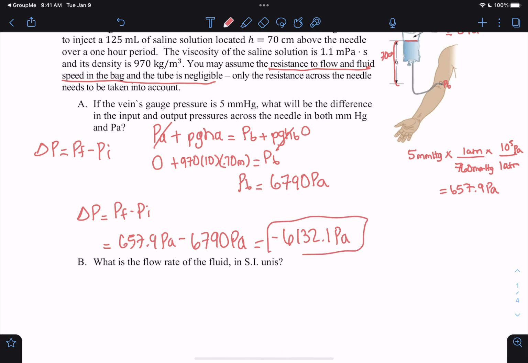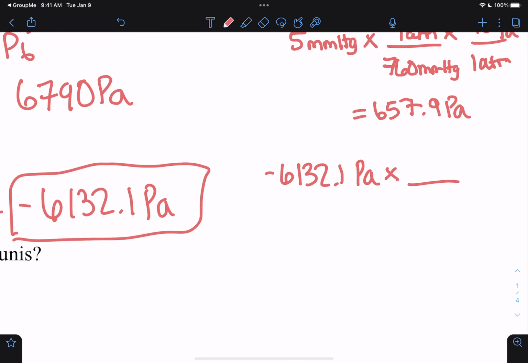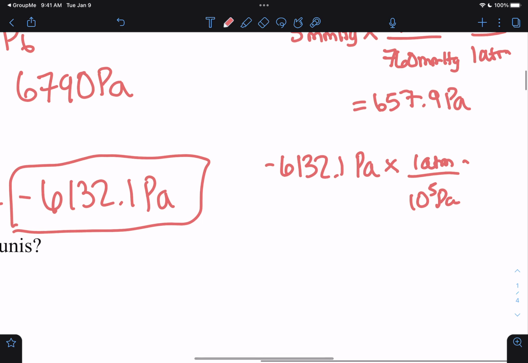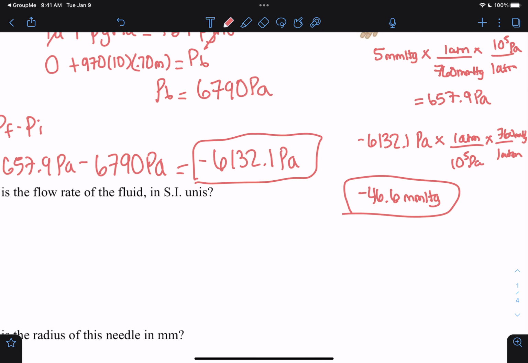So there's a pressure drop of 6,132.1 pascals. And then from that, we can also convert to millimeters of mercury, right? So we can say negative 6,132.1 pascals. There are 10 to the 5th pascals in 1 atmosphere. And then in 1 atmosphere, 760 millimeters of mercury, right? So that gives us around negative 46.6 millimeters of mercury for that pressure difference there, for that pressure drop.